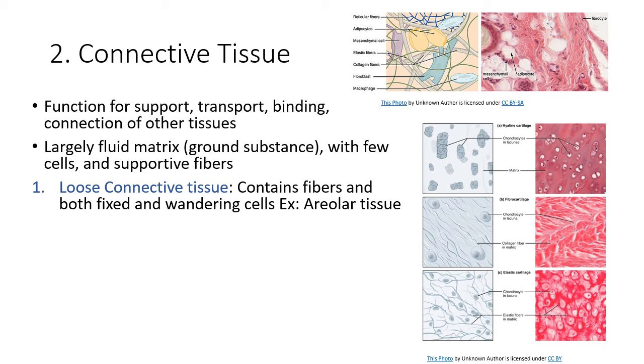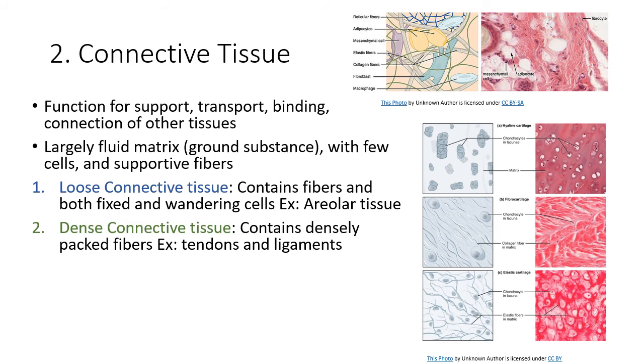Loose connective tissue contains fibers and cells that can be fixed or wandering. For example, areolar tissue is the tissue surrounding your skin and blood vessels, and it's supportive, cushions, and it can also expand when things inflame.